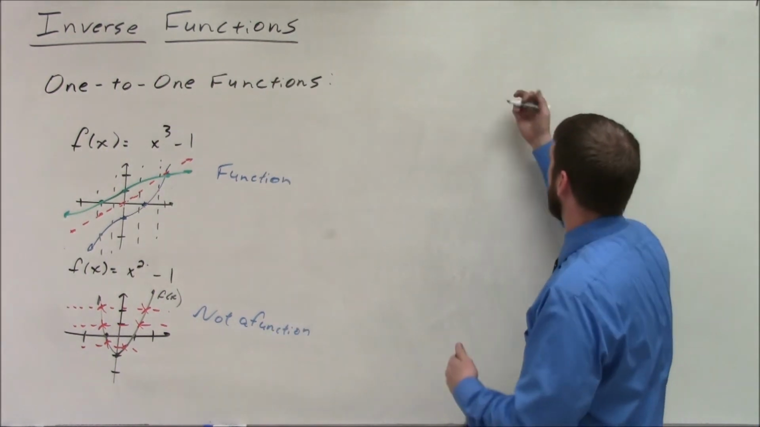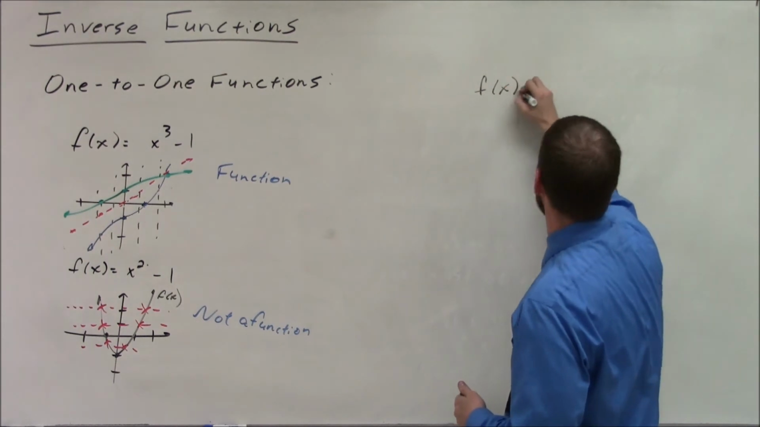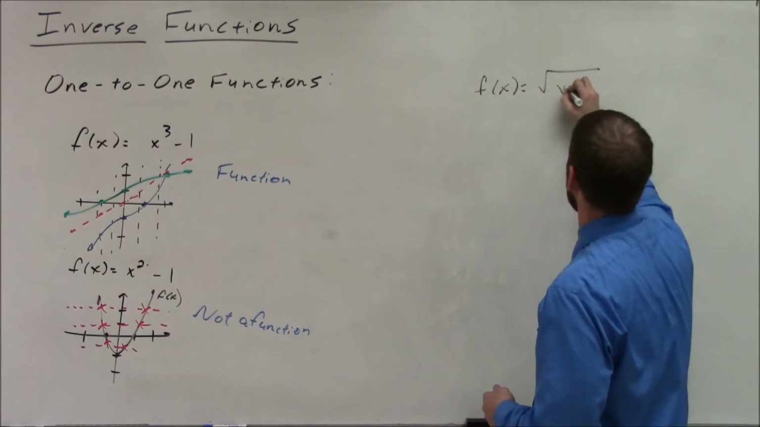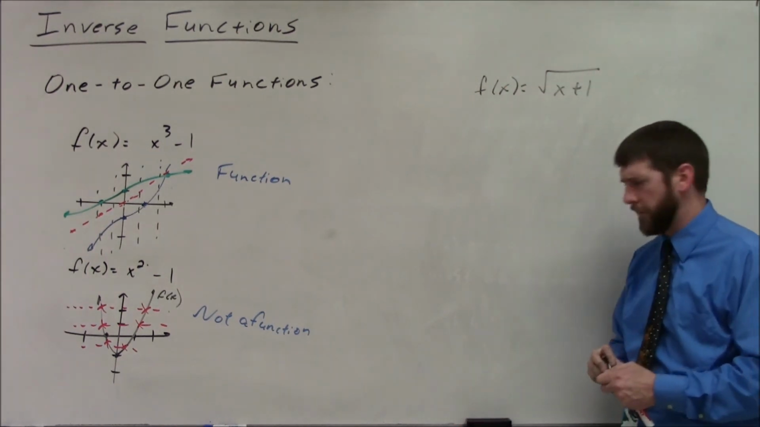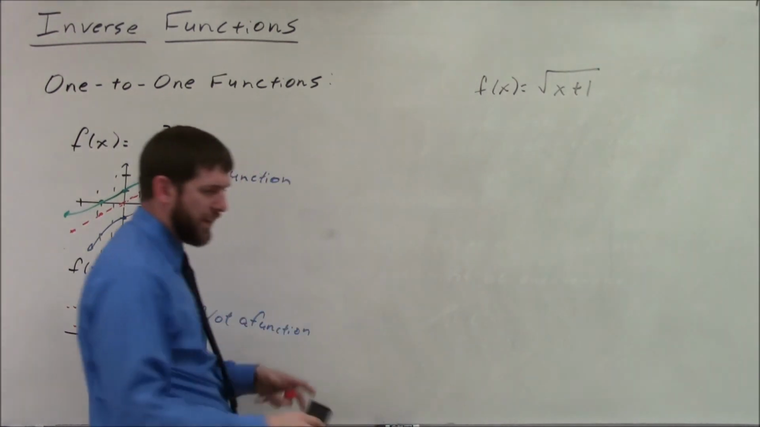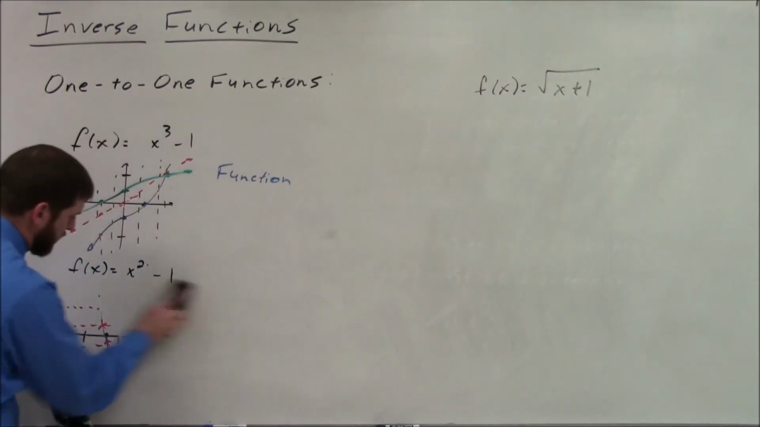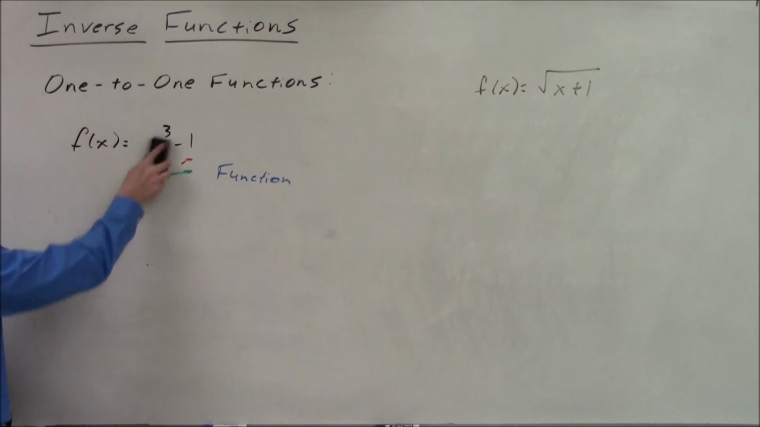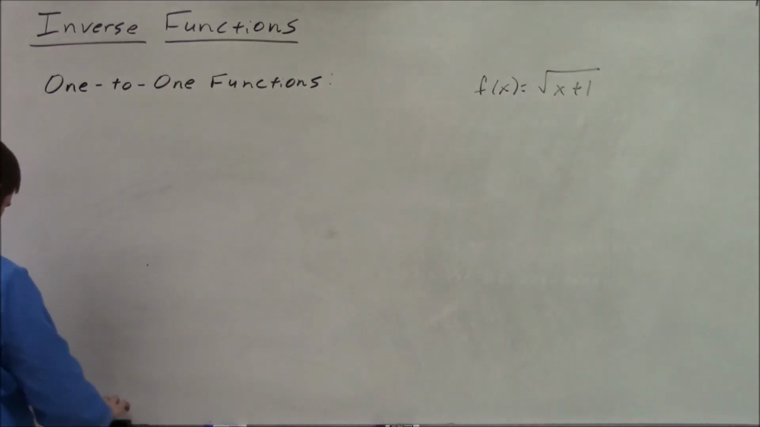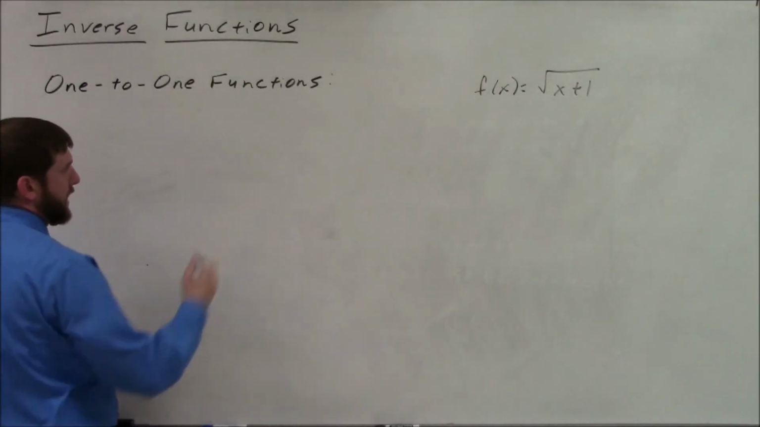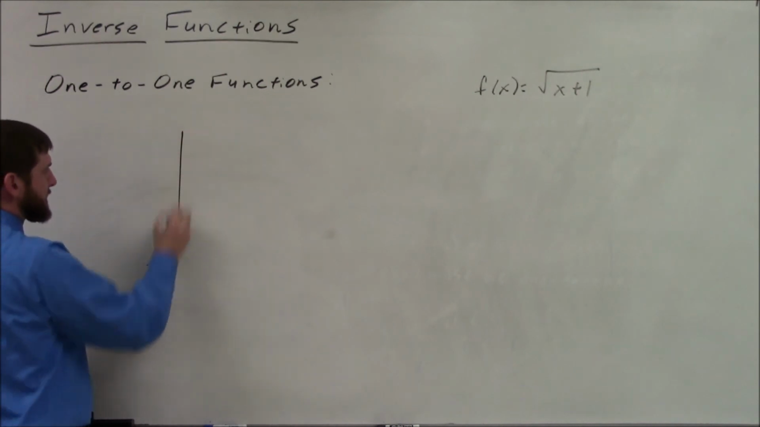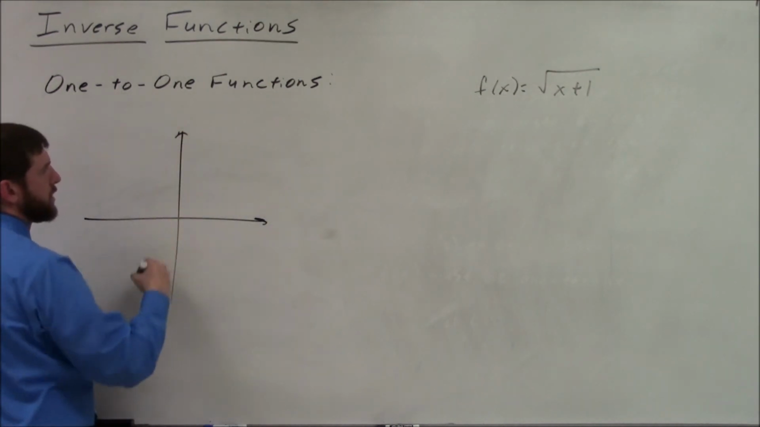this function, we said f of x was equal to square root of x plus 1. And I want to find the inverse function of that. Well, first off, is the inverse a function? Let's look at the graph of that one more time. So if I look at f of x equals square root of x plus 1, is it a one-to-one function?